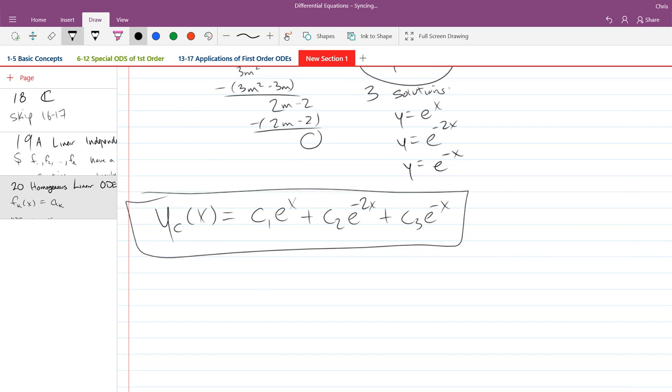If this was a linear algebra class, I'd probably be writing something like c1 v1, c2 v2, c3 v3, and those would be vectors. The only difference is those are now functions instead of vectors.